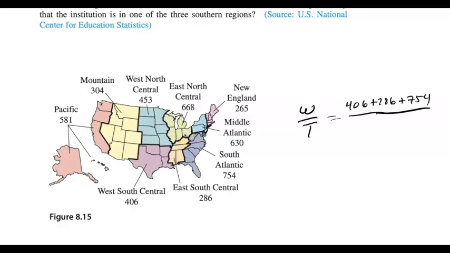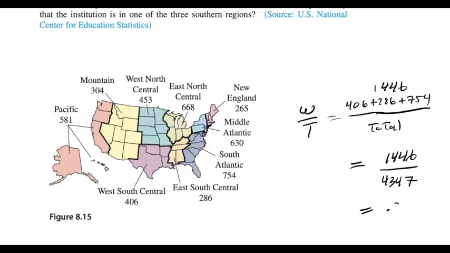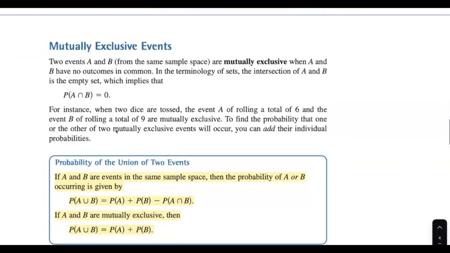We have to add up all the rest. So it's going to be 581 plus 304 plus 453. Let's put the rest, everything, and we're going to add all of them. And when we do that, on top we get 1,446. And on the bottom we get 4,347. That's our total. And then if we divide, we get 0.3 repeating. About 1/3, 33%. That's right. That's want over total.